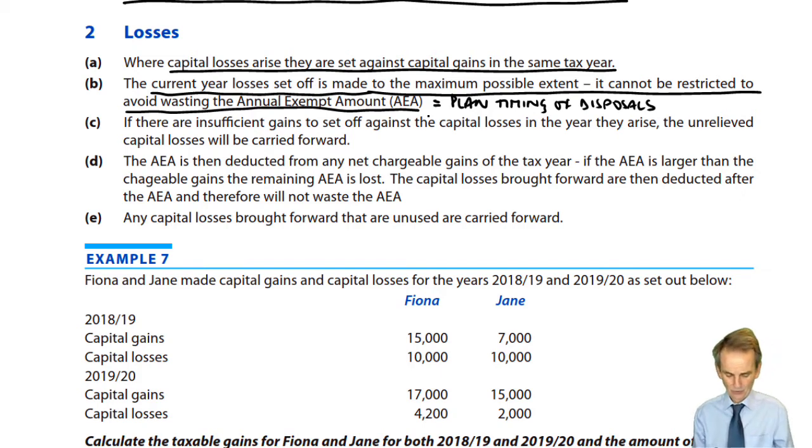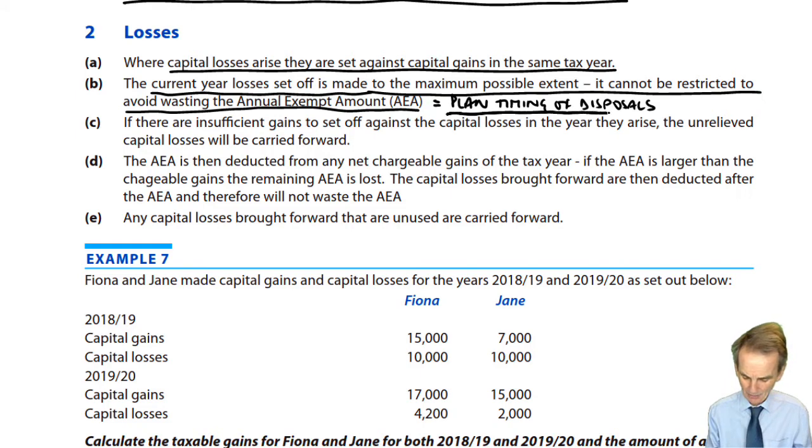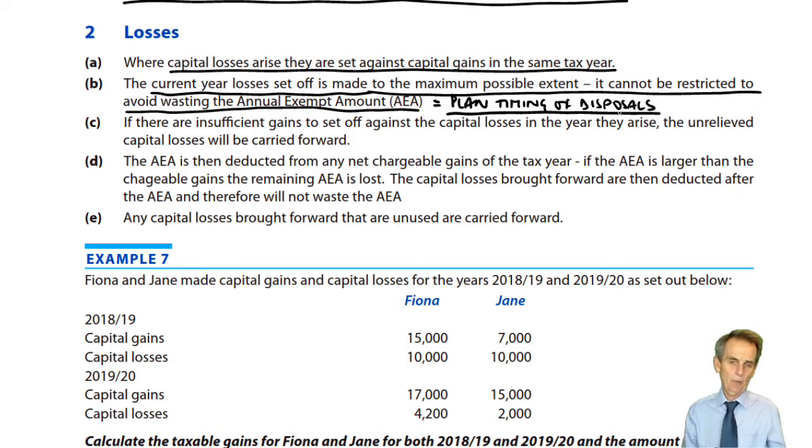That's therefore where planning comes in as regards the timing of our disposals. You, the taxpayer, here have far more control over the amount of CGT liability that you pay and when you pay it than you do with income.